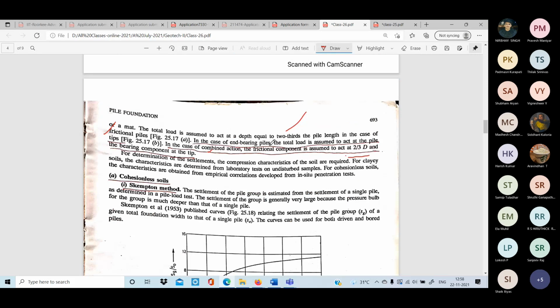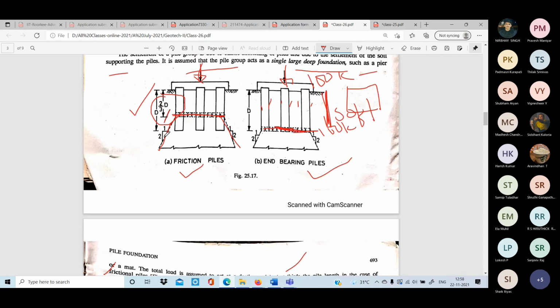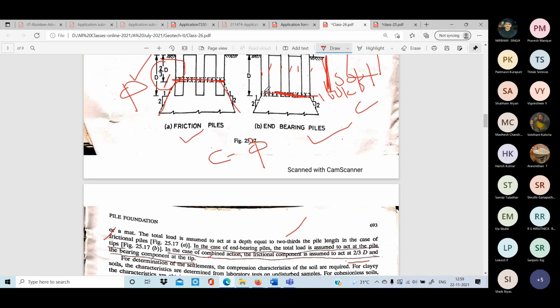In the case of an end bearing pile, the total load is assumed to act at the pile tip. In the case of a combination of action, the frictional component is assumed to act at two-thirds, and the end bearing component is at the tip, so both will take it. This one is only C soil, this is only phi soil. In the case of C-phi soil, it will be a combination of that. From here, we will measure the settlement.